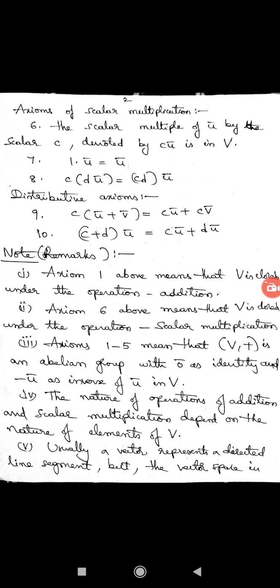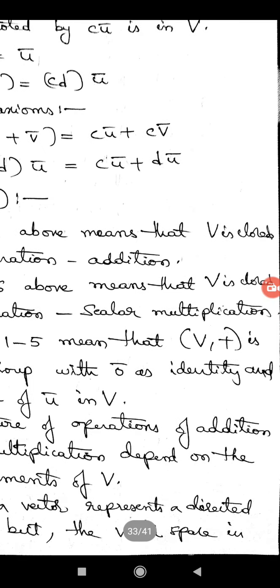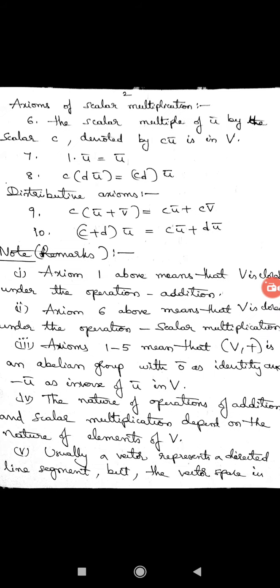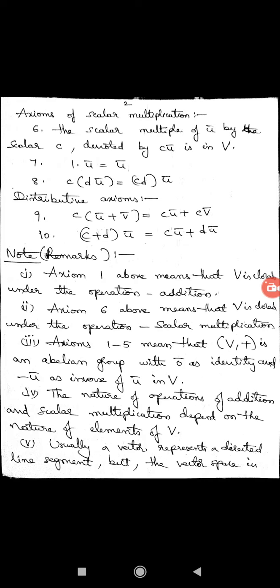And the third point says that axioms 1 to 5, the first 5 axioms of the vector space definition, mean that V comma plus is an abelian group with 0 bar as identity and minus u bar as inverse of u bar in V. So the first 5 axioms of the definition of vector space constitute the definition of an abelian group under addition, and hence show that V comma plus is an abelian group, wherein the zero vector 0 bar is the additive identity and minus u bar is the inverse element of u bar under addition in the set V.